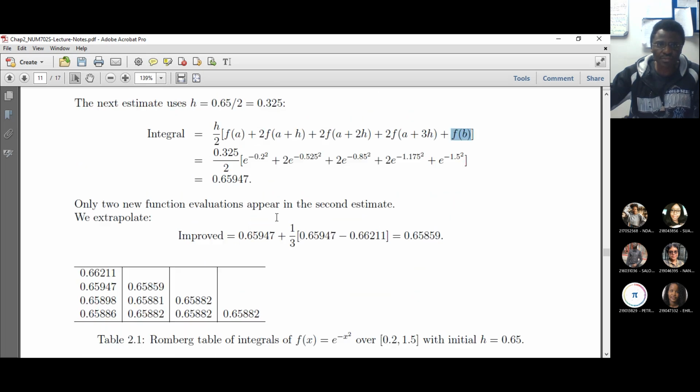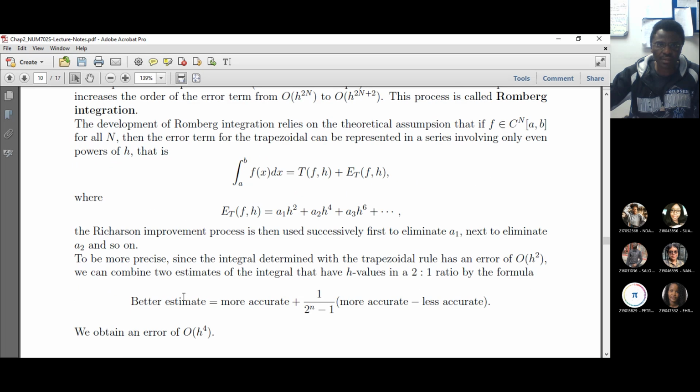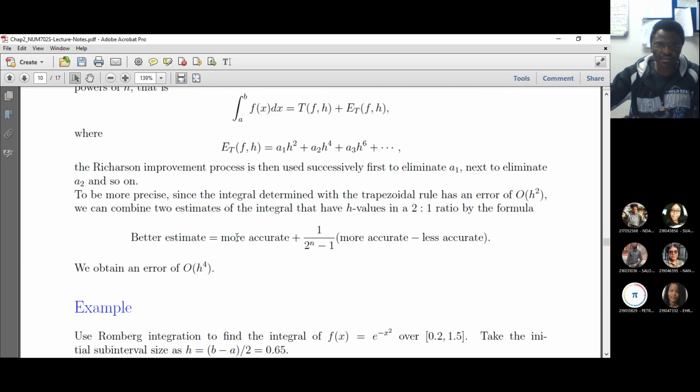Now, we can use the formula, this one, our Richardson technique here. The better estimate will be the more accurate plus 1 by 2 to the n minus 1, times more accurate minus less accurate. So this is the formula. And why 2 to the n? Because of the ratio, right? It's a ratio of 2 by 1. Ratio of 2 by 1. Therefore, we use that 2 here.